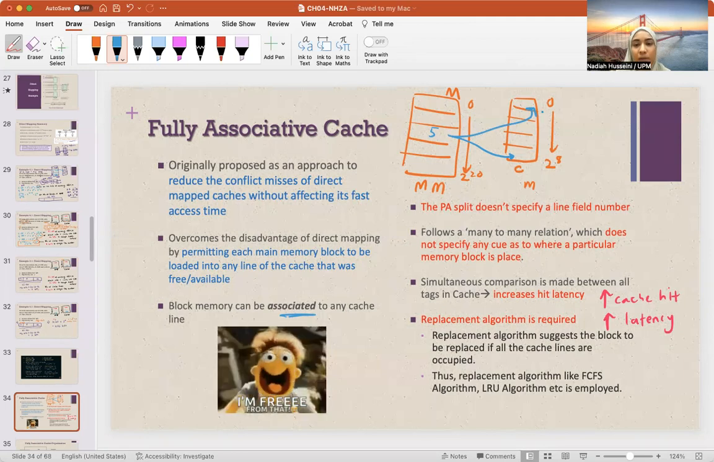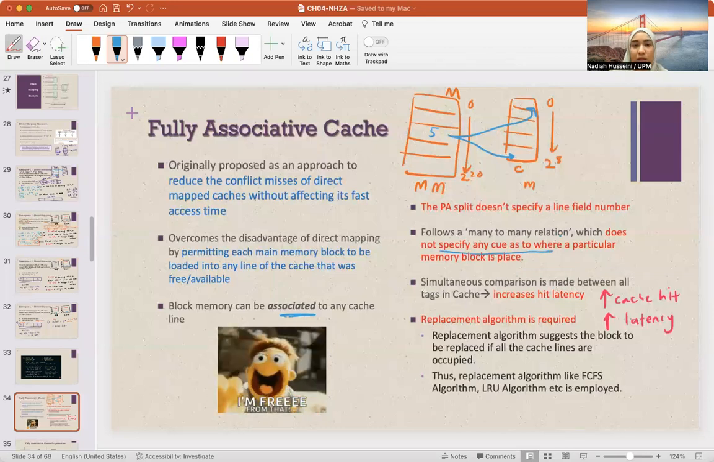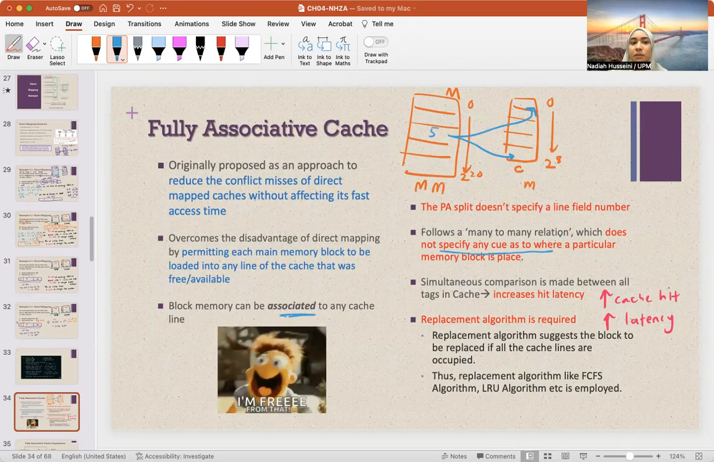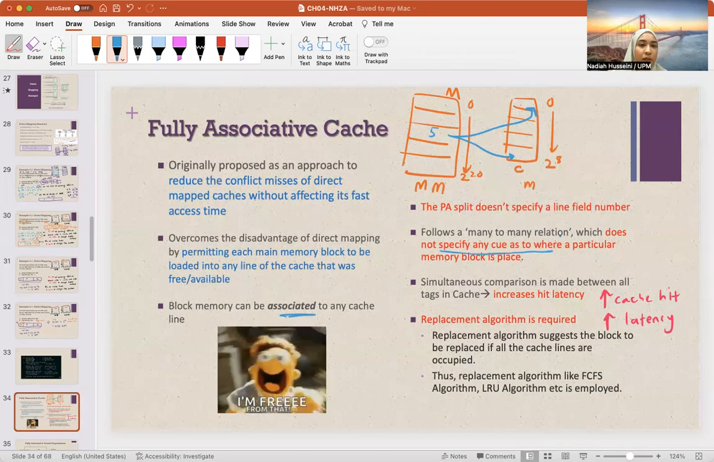Now, the bad thing about this is it does not specify any queue. There's no hint as to where it will be mapped, and I also cannot predict where it would be mapped. So this is the downside of fully associative cache.